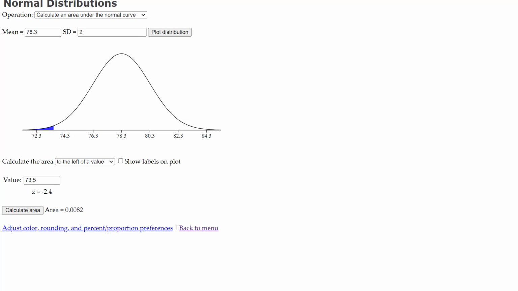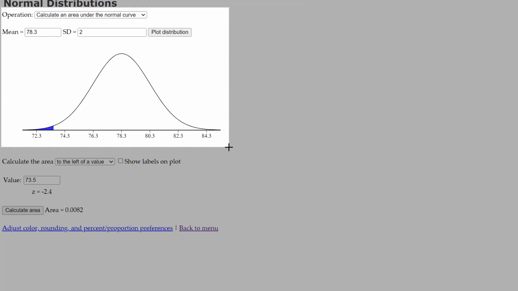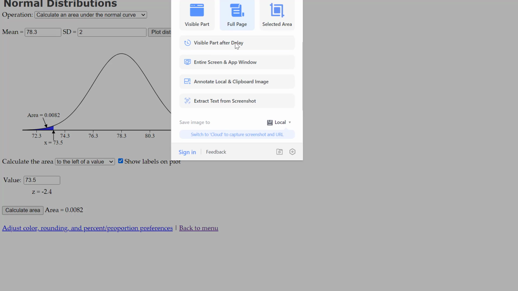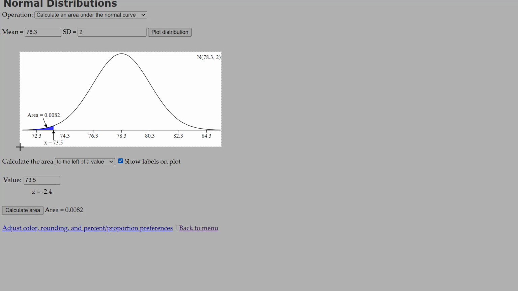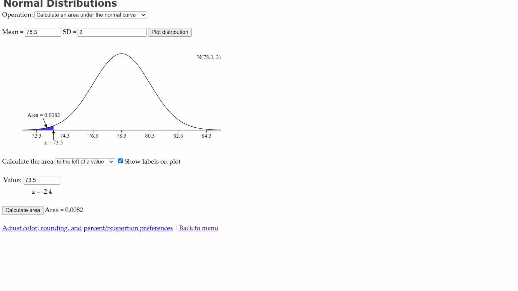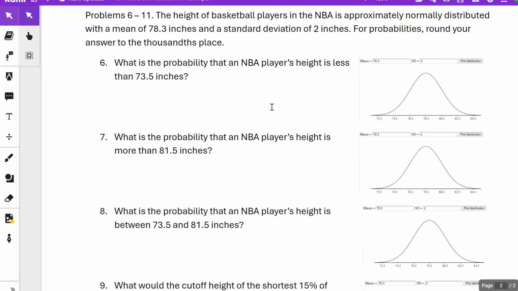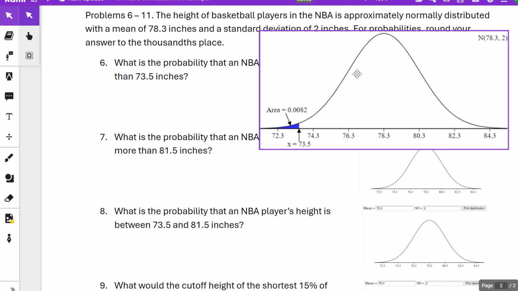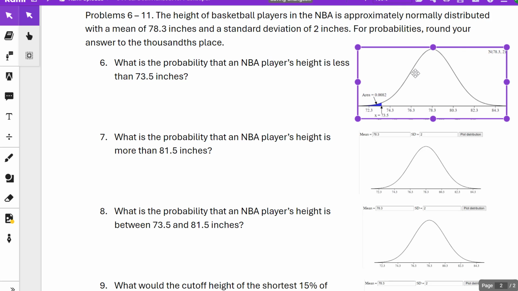So here we have, let me go ahead and copy this calculate an area piece down here. Oops, I don't have the labeling. Let me label my plot so I have all my values there. So now we'll get it. And you notice now instead of it saying standardized normal, it says N(78.3, 2) because that's our model. And we're doing calculate a value. So, oops, I forgot to leave that in, but I'll just capture it here.